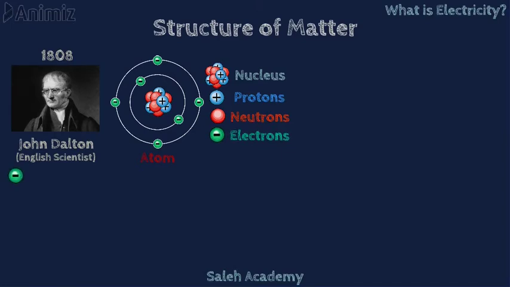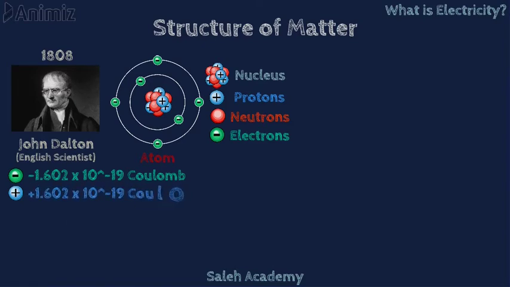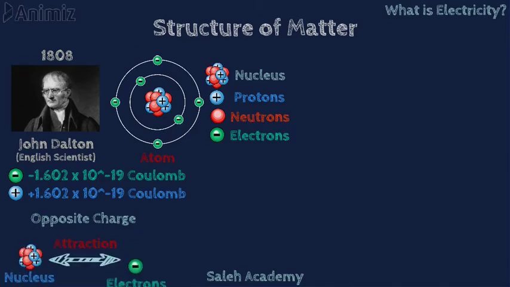Each electron has a negative charge of minus 1.602 into 10 raised to minus 19 coulomb, and each proton in the nucleus has a positive charge of plus 1.602 into 10 raised to minus 19 coulomb. Because of the opposite charge, there is some force of attraction between the nucleus and orbiting electrons. The number of electrons is equal to the number of protons in an electrically neutral atom.